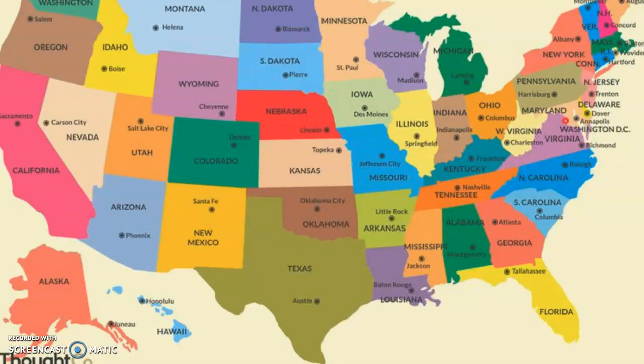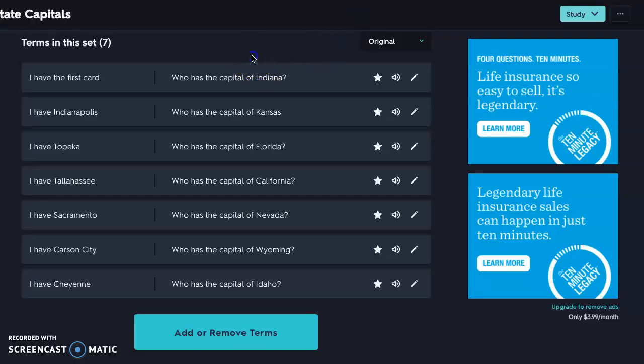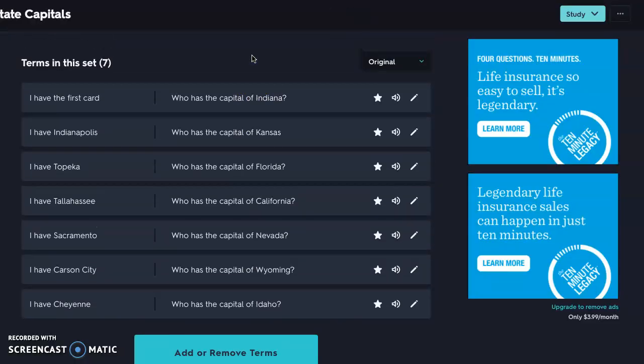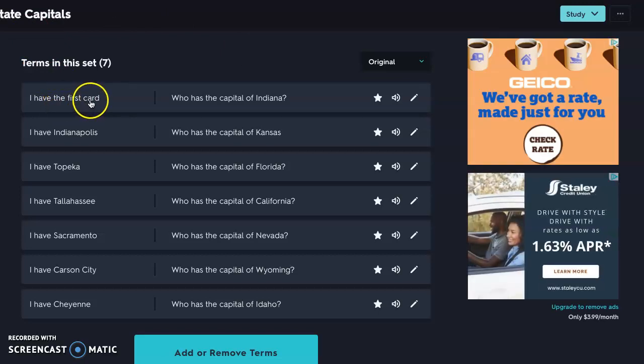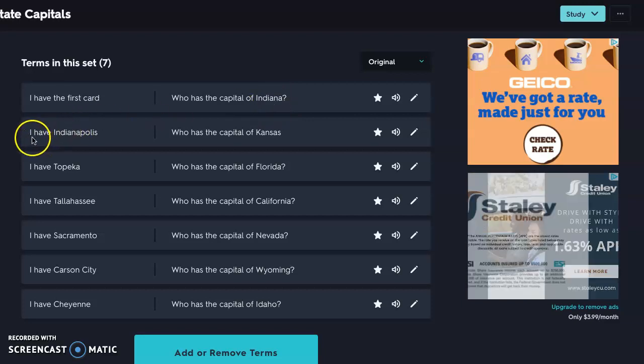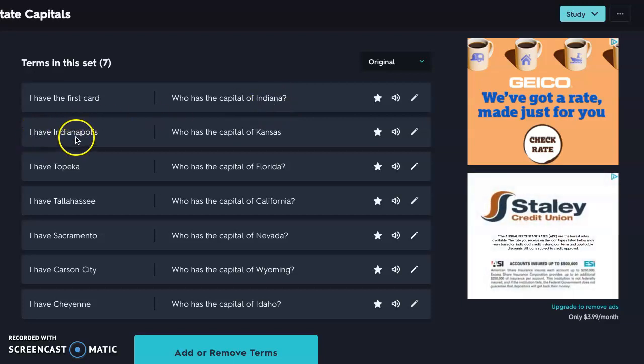So today I have some flashcards and we're going to be playing a game called I Have, Who Has. The point of this game is to memorize the capitals of all the states. If I was going to play, I would say, I have the first card. Who has the capital of Indiana? And whoever had the capital of Indiana, which is Indianapolis, would read back, I have Indianapolis.